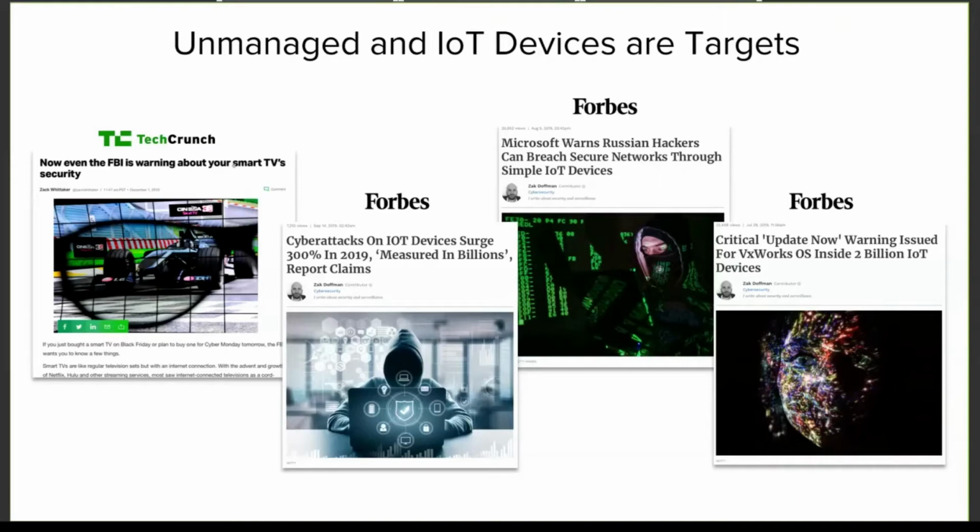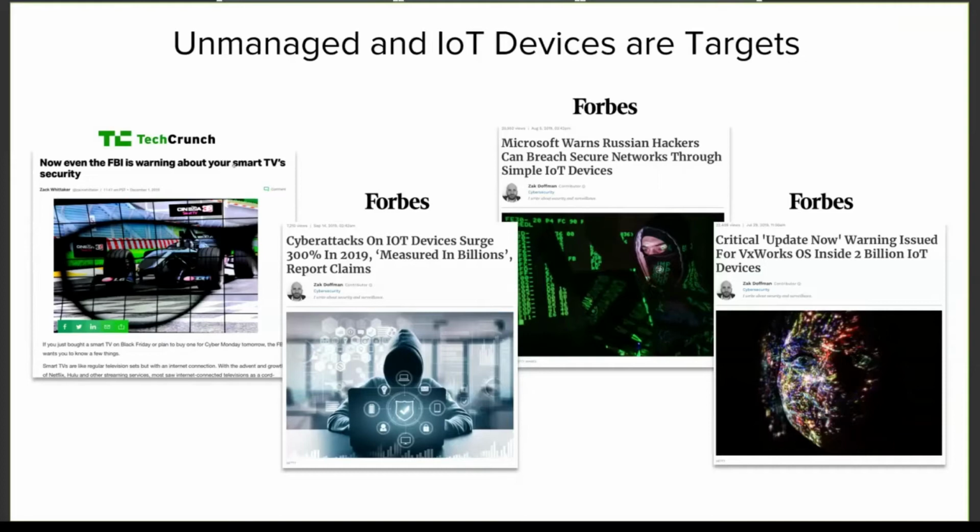You're also seeing stats such as there was a 300% uptick in the number of attacks against IoT devices in 2019, and that number is continuing. Gartner ultimately declared last year that we will see at least 25% of cyber attacks occurring through IoT or unmanaged devices in 2020, and we're already seeing that. This one is particularly interesting.